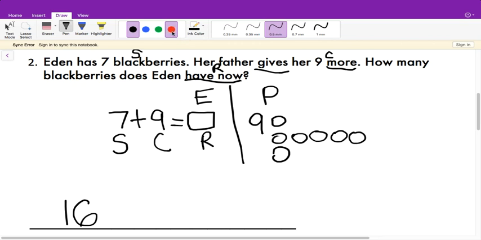Now I'm going to go back to the question and I'm going to look for the label. When we look for the label, we always need to look after which words? That's right, we need to look after how many blank, okay? So this one says how many blackberries. So I'm going to write down here, blackberries.